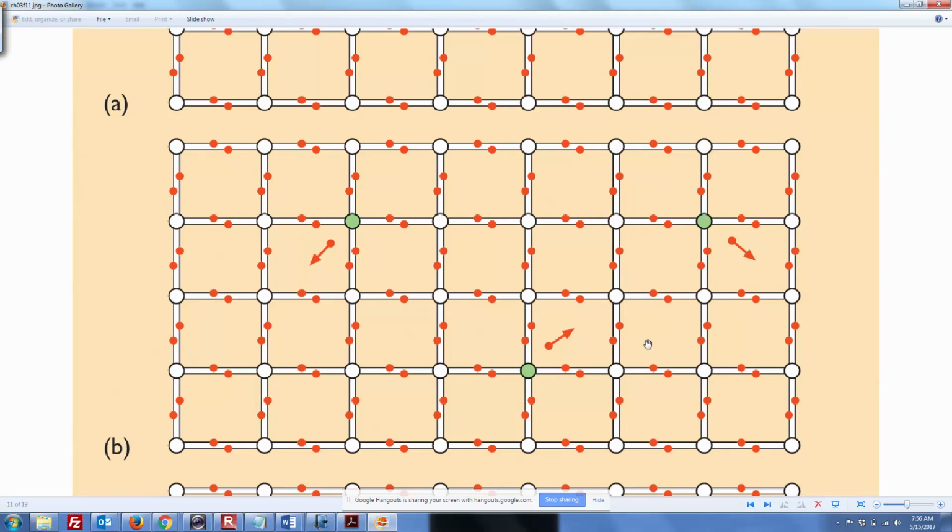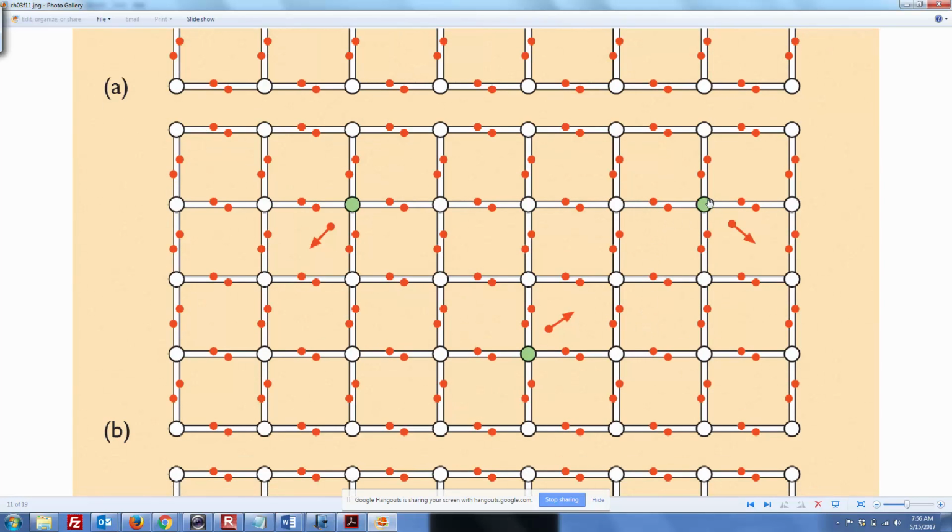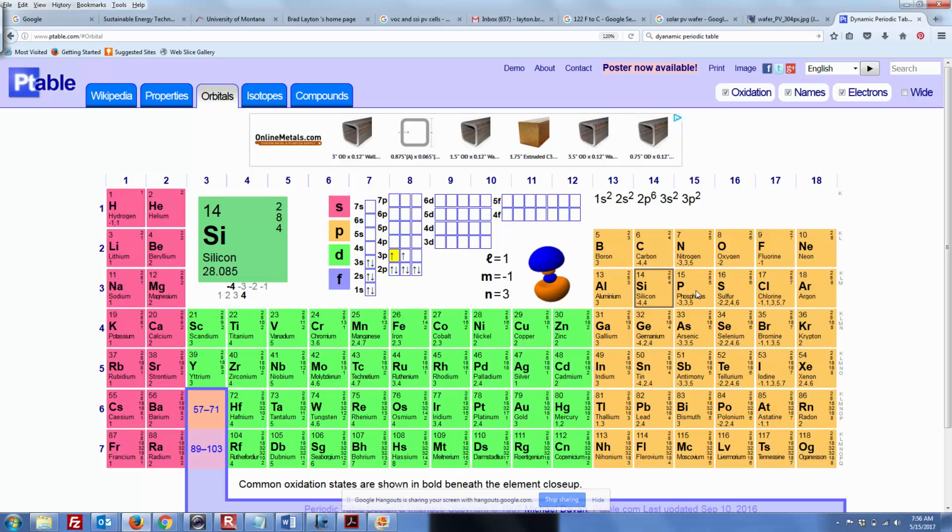But if we put in a phosphorus, these greens are the phosphorus. There's an extra electron. See the extra electron with nowhere to go? That's because the phosphorus has one extra electron right here. See that third electron in the 3p? That's what that electron is.